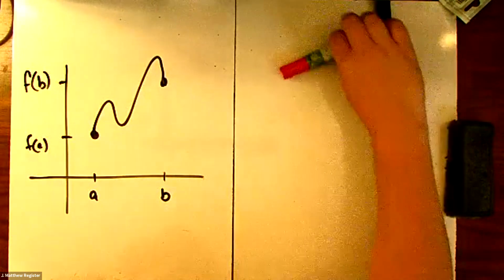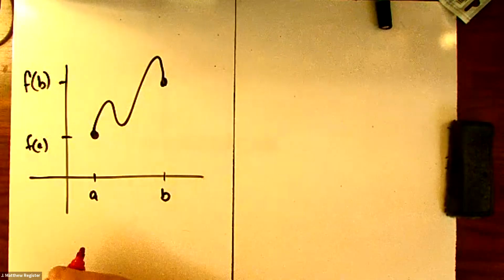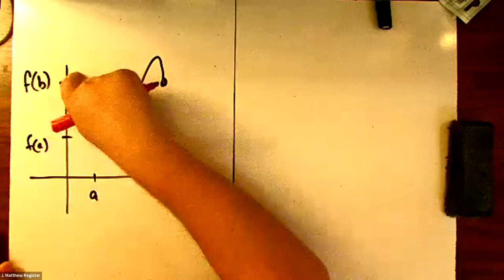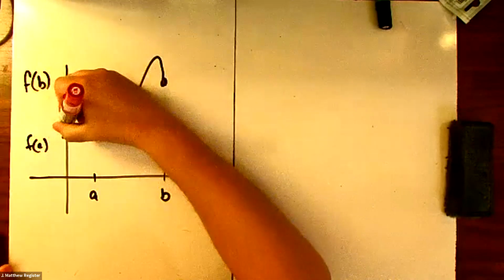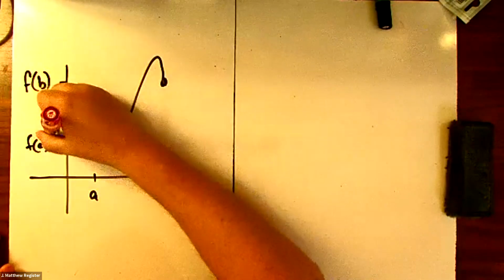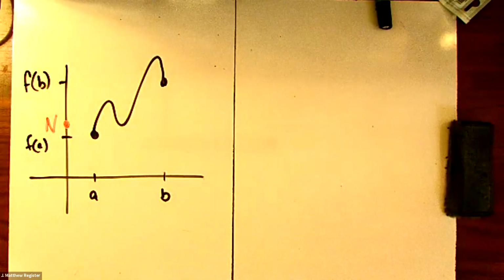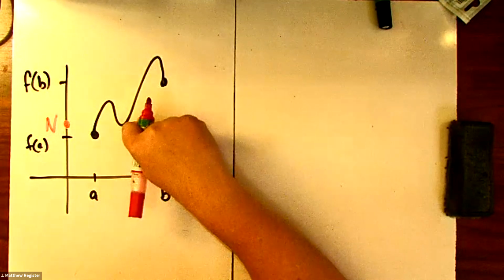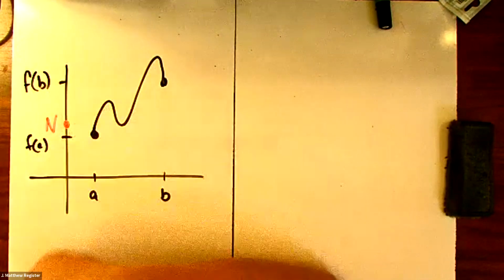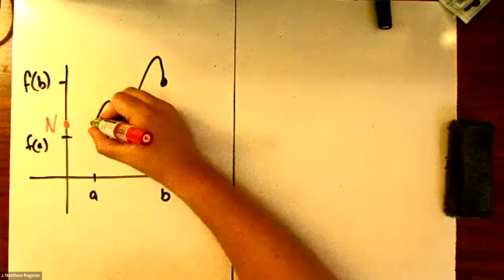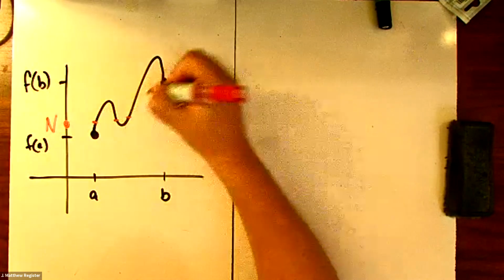What the intermediate value theorem says is if we choose any value between f of a and f of b, let's say that we choose this value here to be our n, then there's going to be at least one point on this function which is going to be giving us n as our output. And so in this case, we actually have like 3 values.